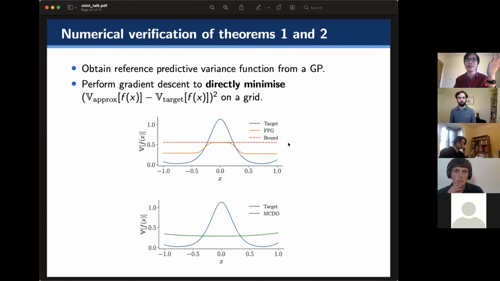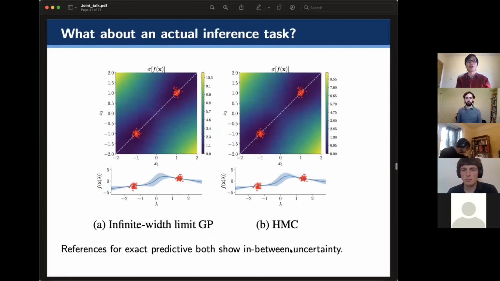And in orange, we have the fully factorized Gaussian predictive variance, and we actually directly try to make it match the blue target function. However, our theorem actually implies a bound, which is the red dotted line. And you can see that we saturate the bound, but even when you saturate the bound, you don't really get the level of in-between uncertainty that the target is aiming for. The situation is even worse with MC dropout, because remember, the green function has to be convex. Convex functions can't approximate this in-between uncertainty very well at all. And so it doesn't match the target, even if you directly try to make it do so.